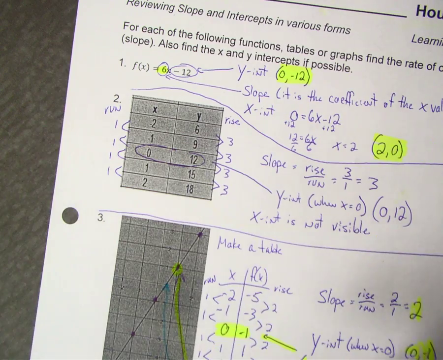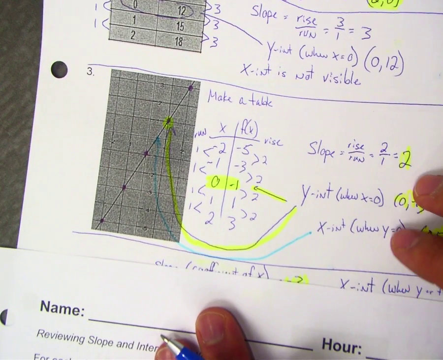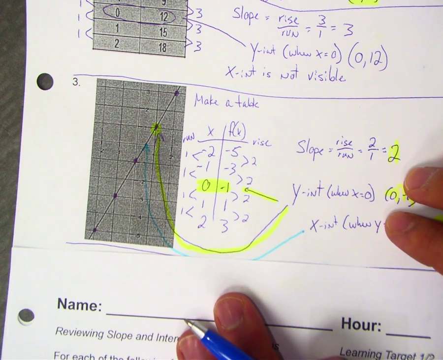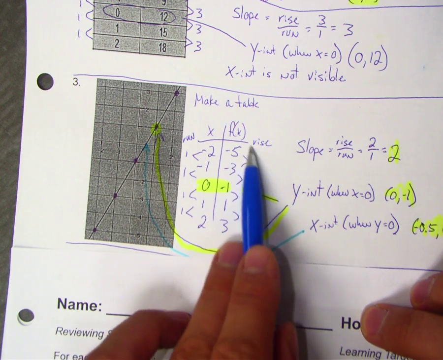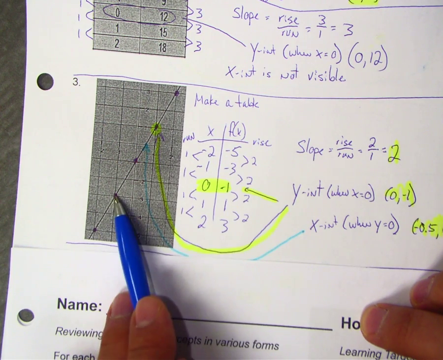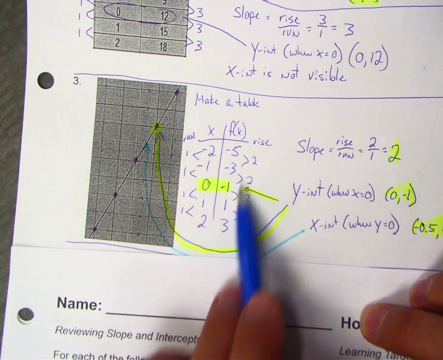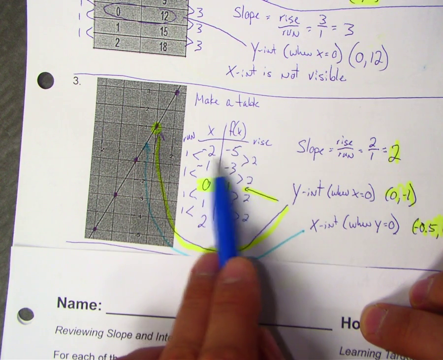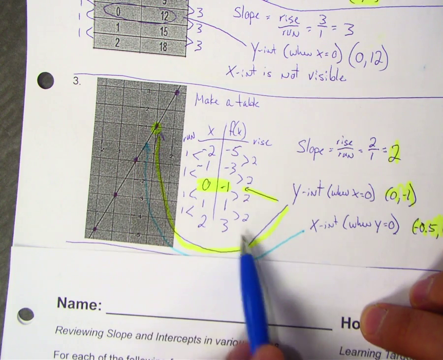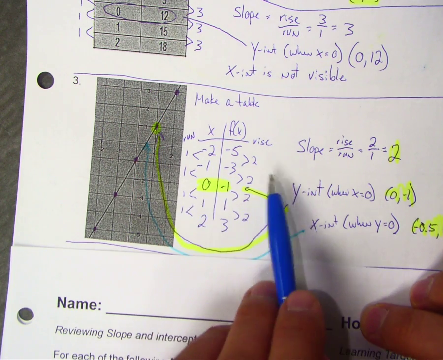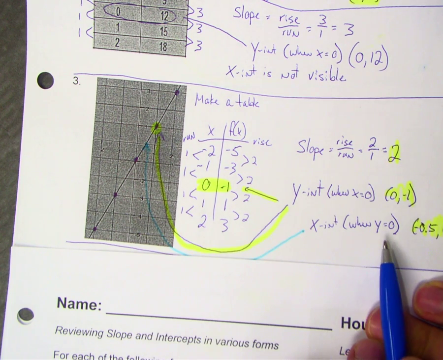All right, let's go ahead and look at number 3 real quick. For number 3, when you're given a graph, the first thing you want to do is make a table. So go ahead and look at where these coordinates meet in the corners and then make this table right here. And the table, then we can do just like we did number 2. We'll find the rise and we'll find the run. The rise was 2 and the run was 1, so our slope is 2.